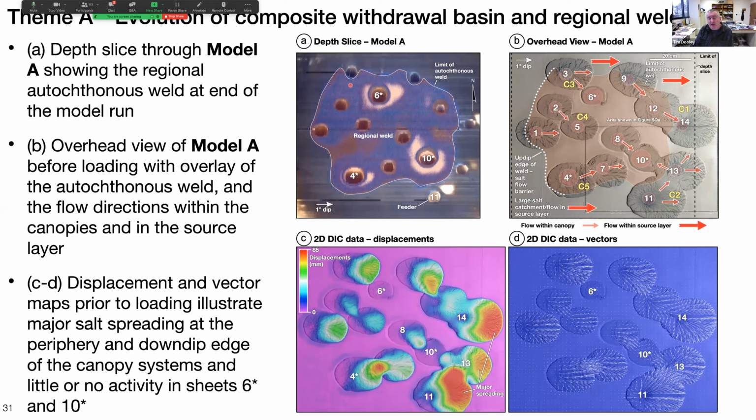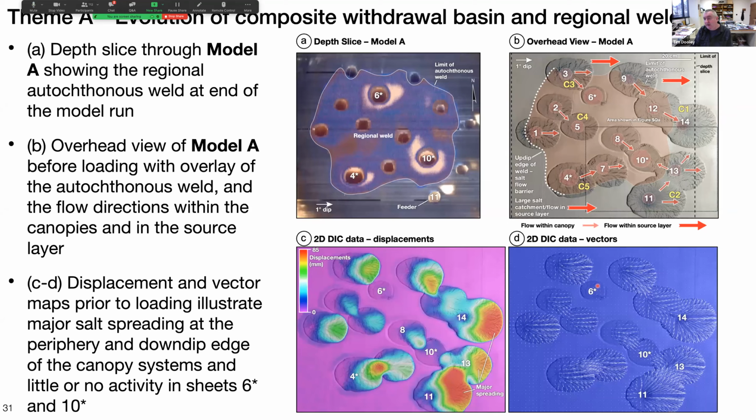We have a primary weld which is quite widespread here, and that primary weld has strong implications for salt flow, because here, I've put it on the overhead, here is the up-dip edge of that primary weld. So outside of here, we can have an awful lot of flow within the source layer, but inside it, we don't have an awful lot of flow in the source layer, which explains why 6-star and 10-star here, as you can see on the vector map, were at this stage almost inactive.